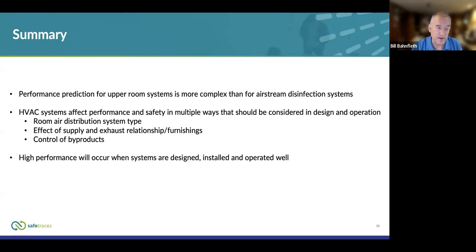And I think we can have high performance systems when we do consider all of these things, and systems are designed, installed, and operated well. But we have some work to do to have the tools to make this easy for everyone to do.